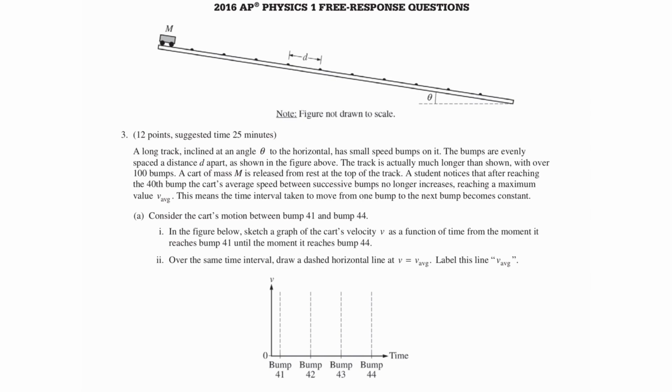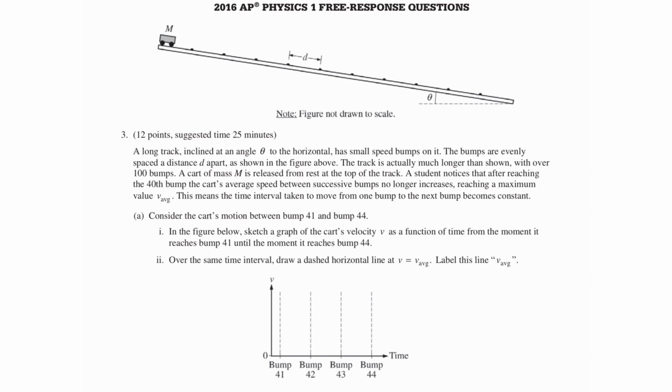For part A, it says to consider the cart's motion between bump 41 and bump 44, which means that we've already reached the point where the average velocity of the cart has reached a maximum value. In the figure below, sketch a graph of the cart's velocity v as a function of time from the moment it reaches bump 41 until the moment it reaches bump 44.